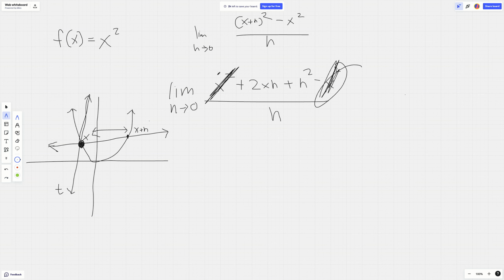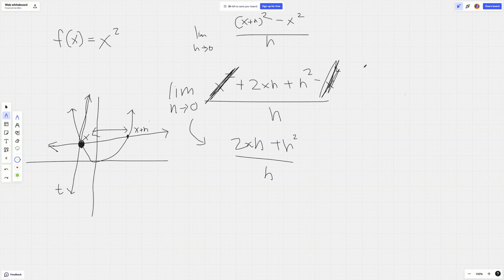We don't really need these guys anymore. So simplifying, we get the following. We get 2xh plus h squared over h. Now, I'm too tired to write this down. I'm just going to draw an arrow, demonstrating that we're still taking the limit as h approaches 0. So we still can't directly plug in 0 for h. We still have an h in the denominator isolated. Let's cancel out that h. We see that h is a common factor in both of these terms in our numerator. So let's factor out h.